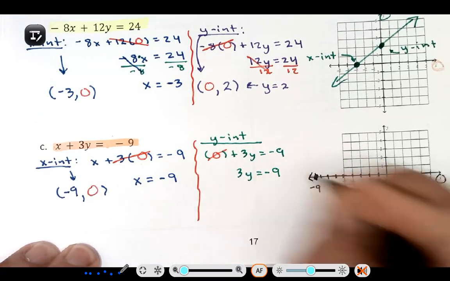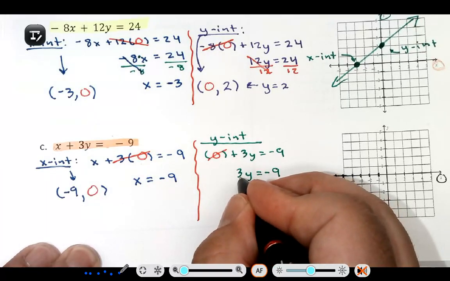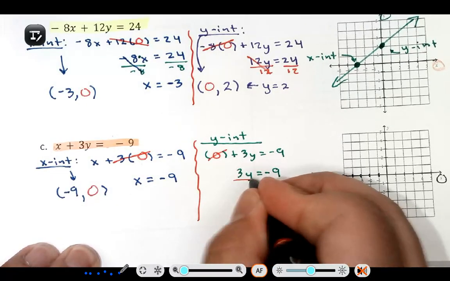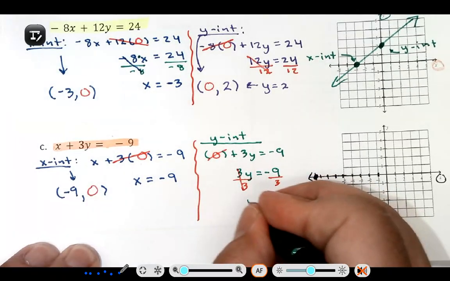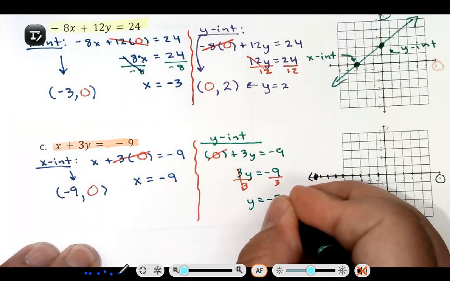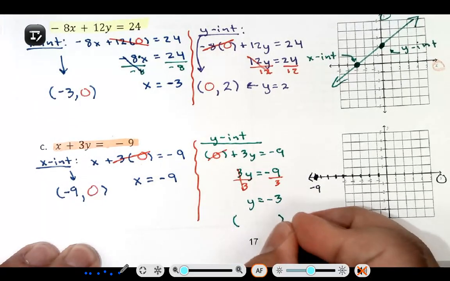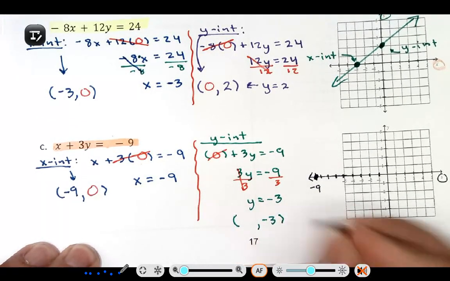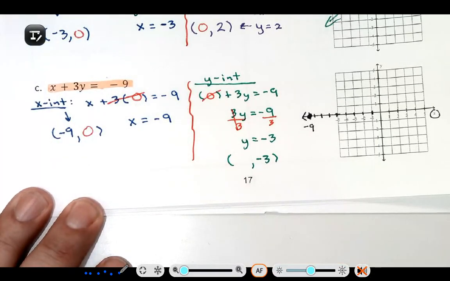to negative 9. And then again, just like last time, how do you get rid of a number that's directly next to a letter? Only division can help there. So then we end up with y is equal to negative 3. And so my y-intercept, remember, you found a y value, that's my negative 3 right there where the y goes. And then, of course, my x has to be a 0.